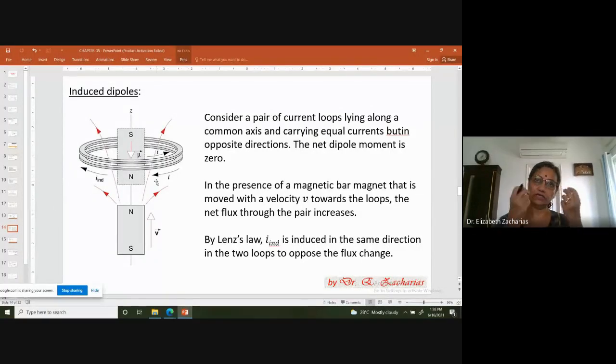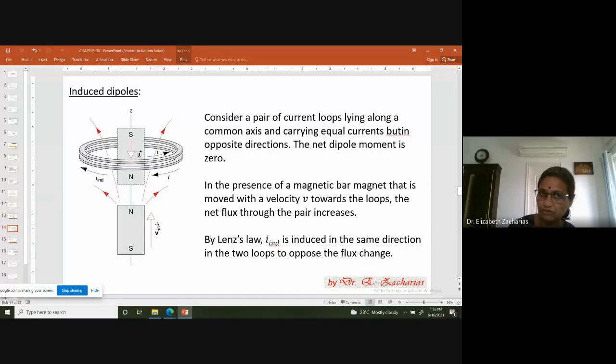Therefore, let us say an atom of bismuth can be represented like this, like two coils, which are two loops having equal and opposite current. So one loop gives a magnetic moment in the downward direction, the other one in the upward direction. The sum is 0. This is when there is no external magnetic field. Now let's apply a magnetic field and move the magnet close to the loops.